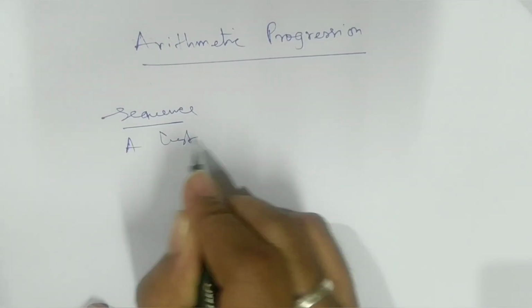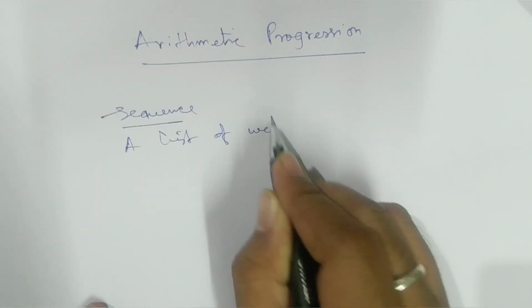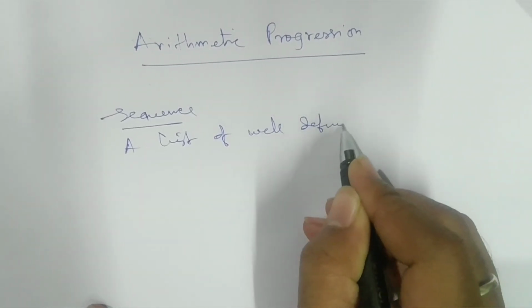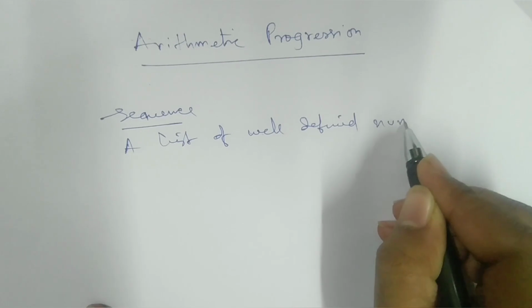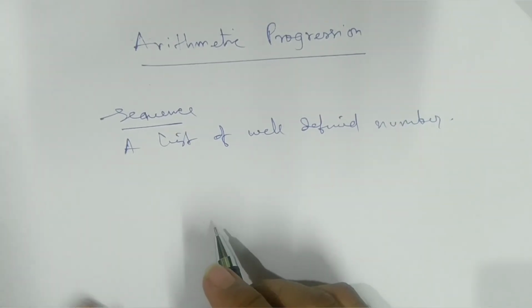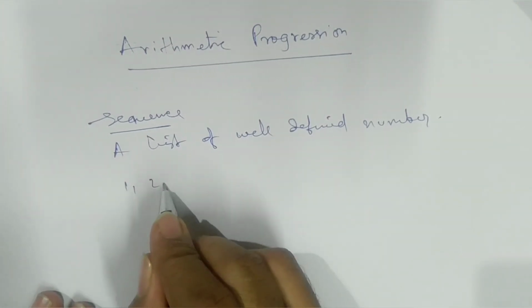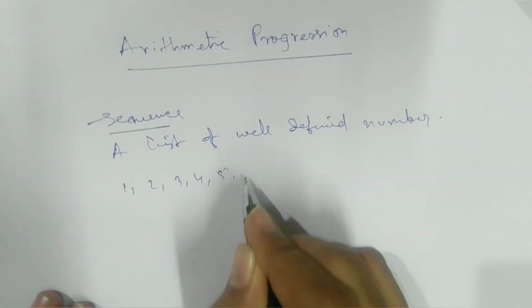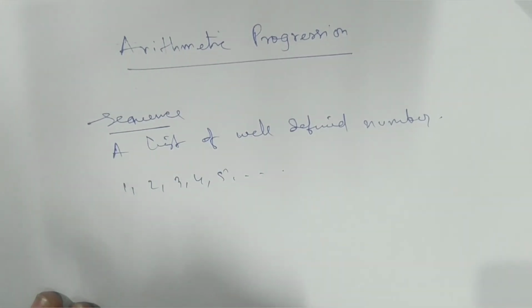A list of well-defined numbers is called a sequence. That means, for example, if we take 1, 2, 3, 4, 5 dot dot dot, this is the natural numbers, and the natural numbers are a sequence.